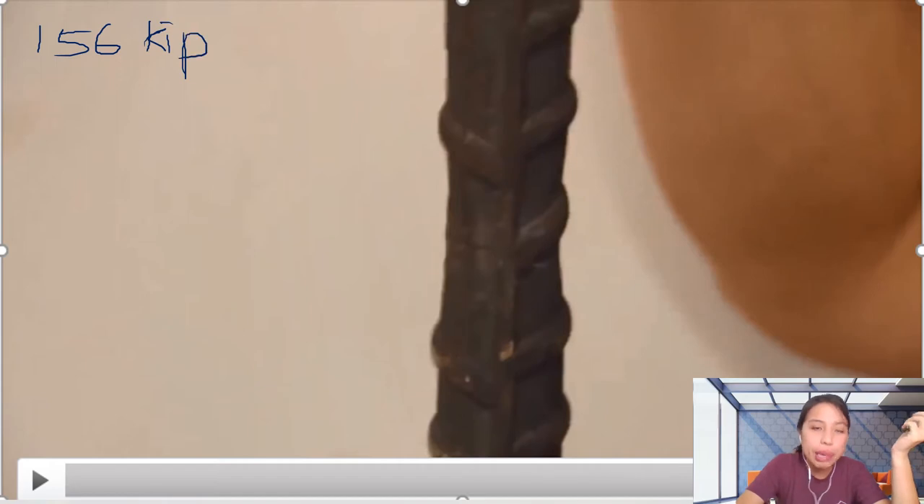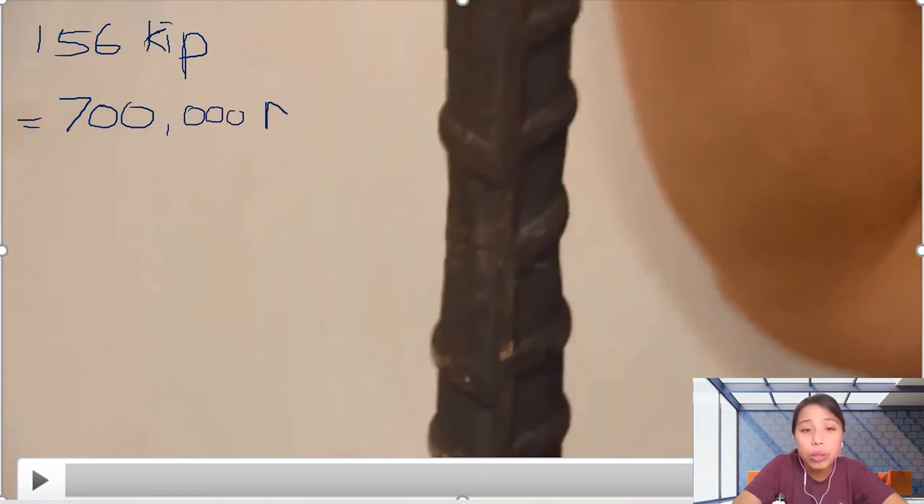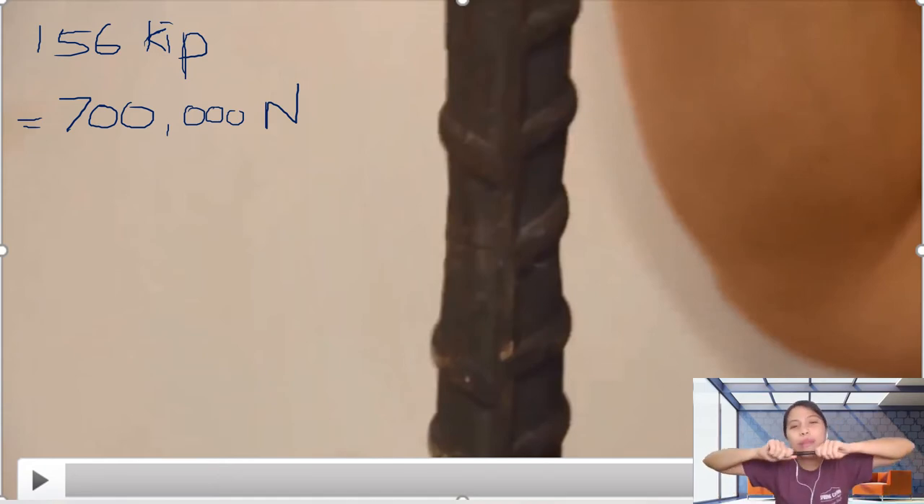Well, if you're wondering, by the way, if you saw the word kip, what is that? So this bar broke at about 156 kip, which is kind of like pound force and things like that. But basically, this is the non-SI unit version of Newton. So you could convert it to roughly 700,000 Newton before this bar broke. So they're pulling apart with a force of 700,000 Newton.